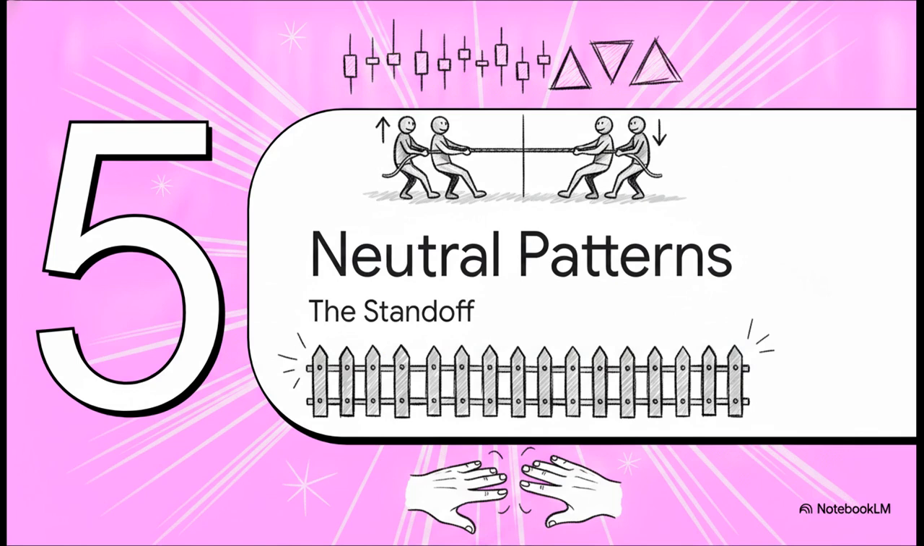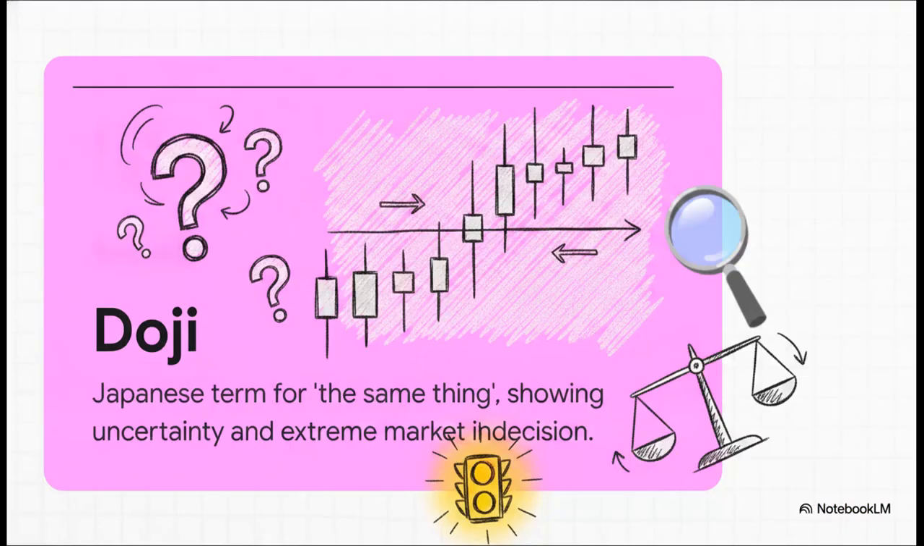Section 5. Neutral patterns. The standoff. So what happens when neither side can gain an inch? Well, we get a tense standoff where buyers and sellers are completely deadlocked. To understand these neutral patterns, we first need to define the word doji. Doji is a Japanese term that translates to the same thing. In the context of our market battlefield, it indicates profound uncertainty and extreme indecision. When a doji pattern appears, it's like a giant flashing yellow light signaling to traders that they must proceed very cautiously because momentum has officially paused.